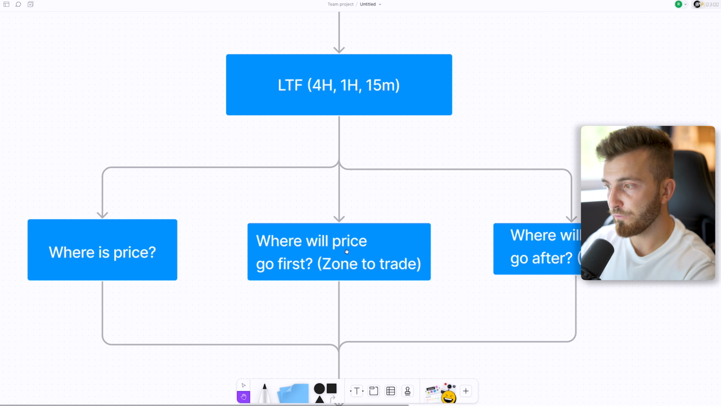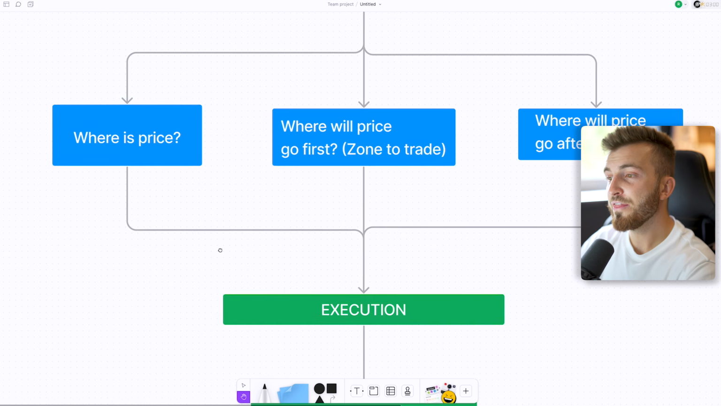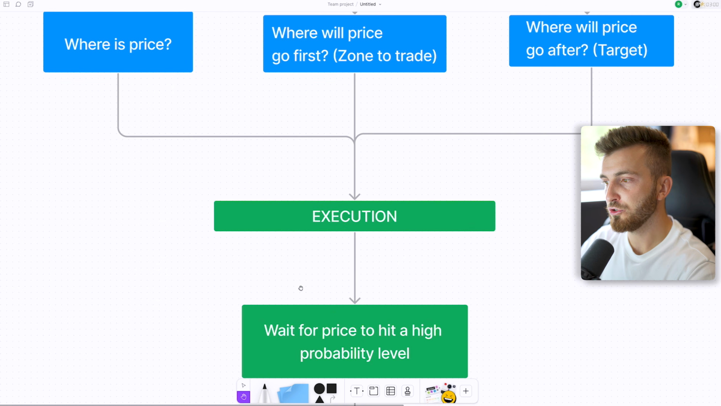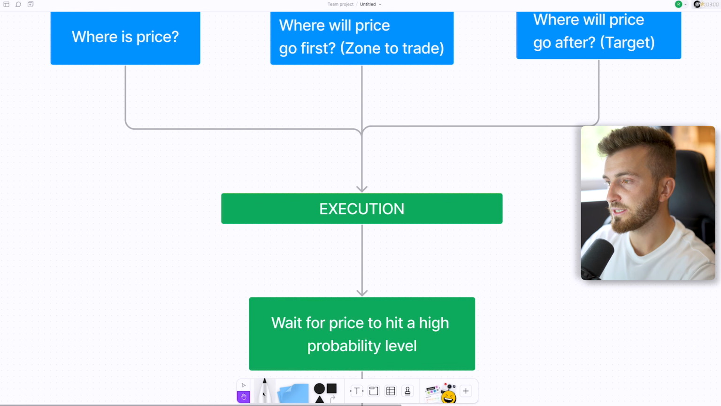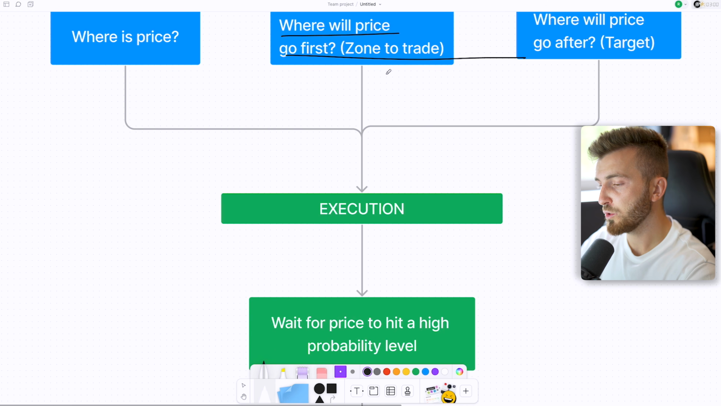Where will price go first? And where will price go after? Because that will give you the zone you want to trade in and the target. And then that's where we go into the execution, because you wait for price to hit the high probability level, which is where will price go first, the zone you want to trade. This is what I call the high probability level.